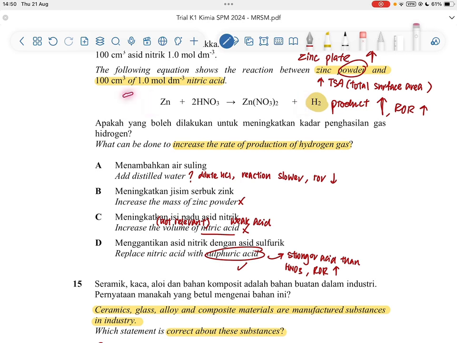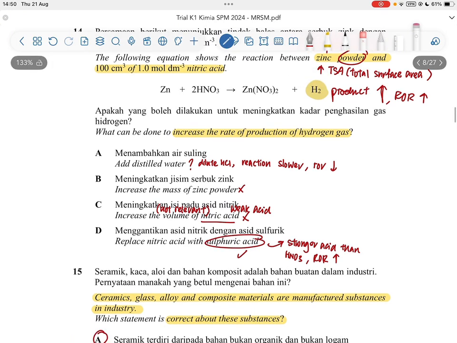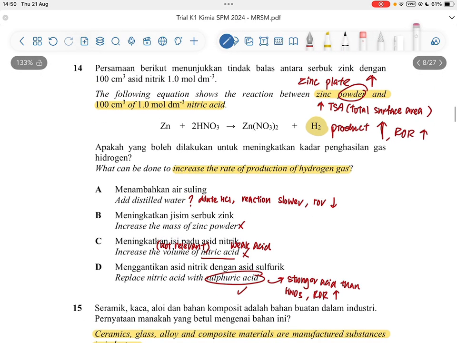So no matter if you put here 500, here also get what? 500. It will not suddenly become that you give 500 and then you get 1000 of hydrogen gas. So see, increasing the volume of the nitric acid is also not relevant to the factors that affect the rate of reaction.